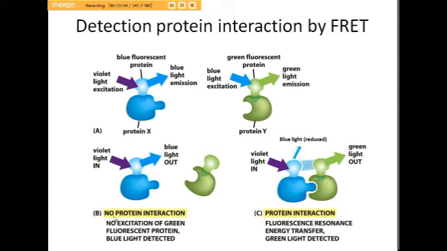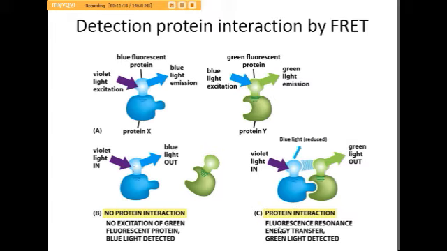So when there's no protein interaction between X and Y, the BFP and GFP are further away from each other. There will be no FRET. So under this circumstance, if we shine violet light on this system, there will be only blue light generated, because there's no FRET between BFP and GFP.